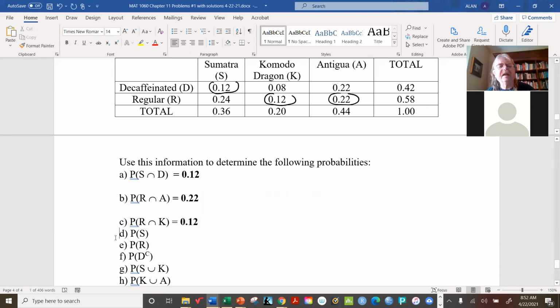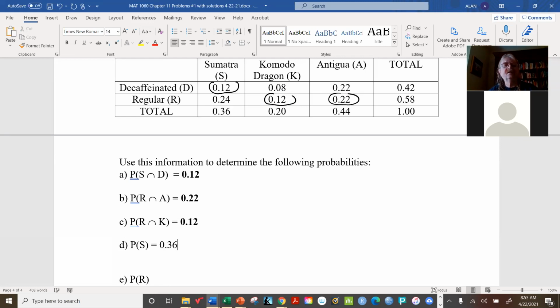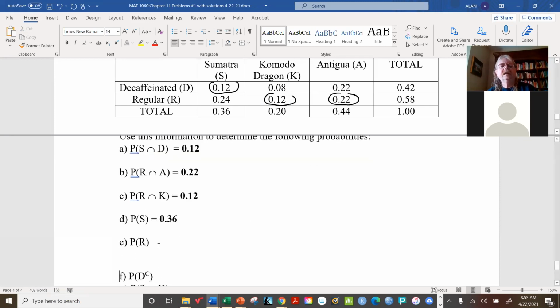All right, now what about this one, S? It's just plain old S. S is Sumatra. So for that one, you're looking for the total of that column. Notice if you add up all the Sumatras right here, they add up to 0.36. And that's all you need to do. It's so nice and easy. And then we've got R, regular, which we read across and find that the total of all the regulars is 58%.